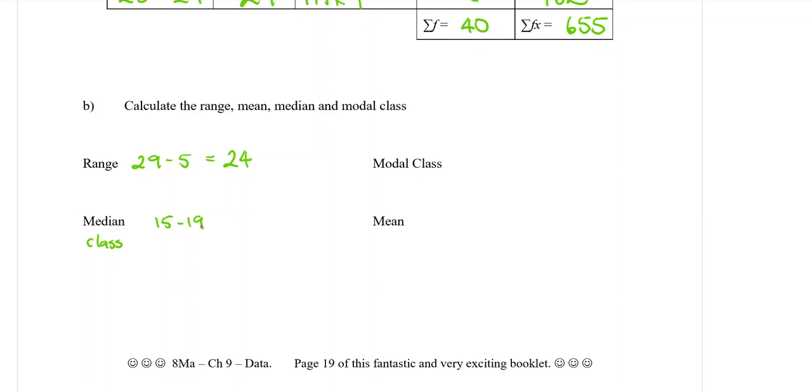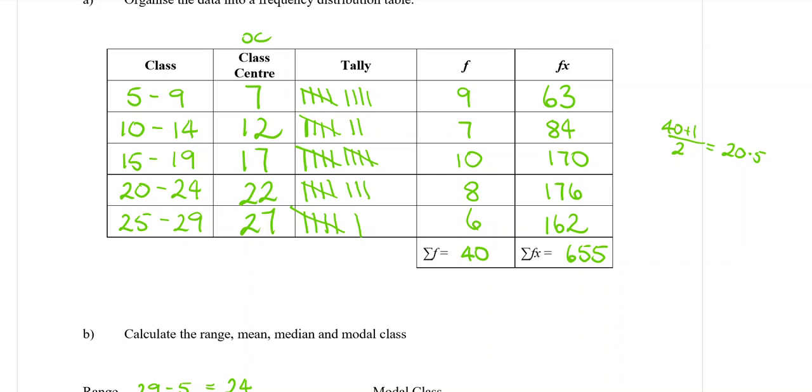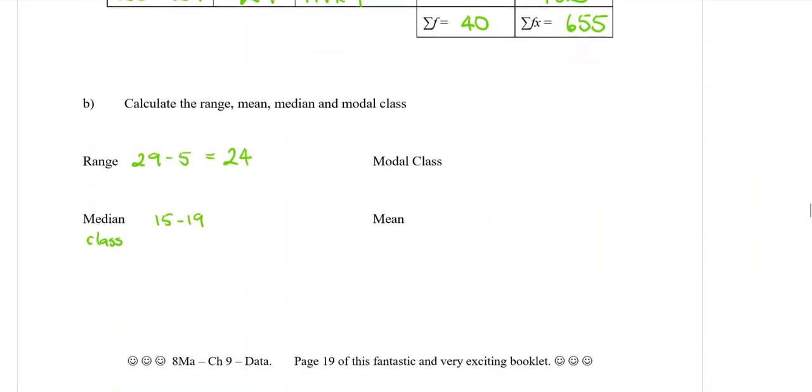A modal class. Again, we're calling it a class, but modal just means mode, which means most occurring. The class that happens the most is the one with the highest frequency. So my frequencies are here. It's the same one again: 15 to 19 again.